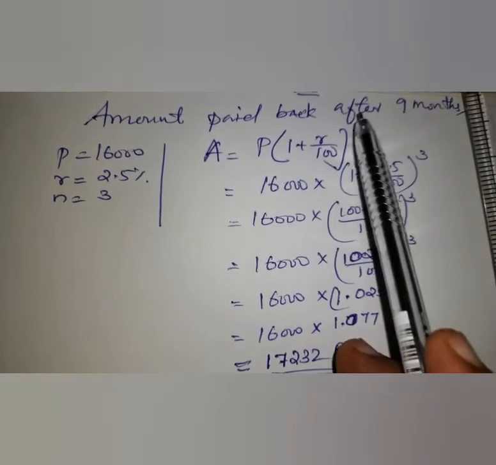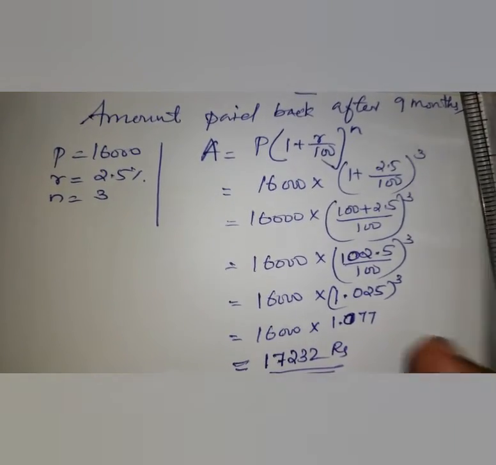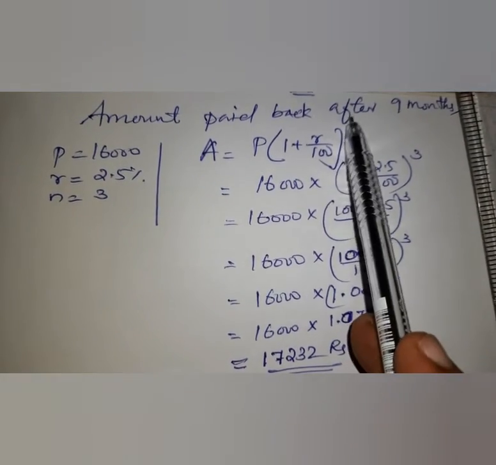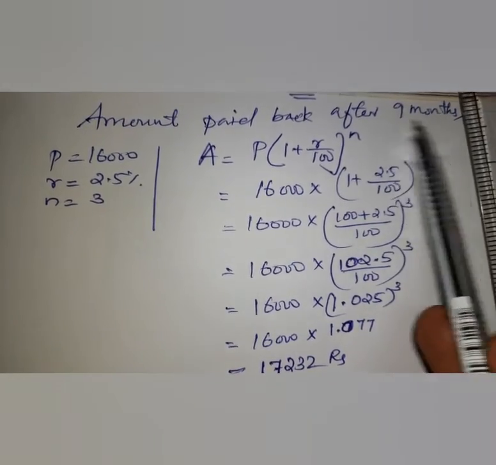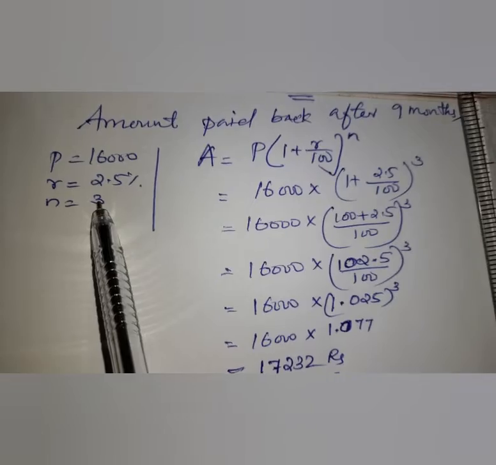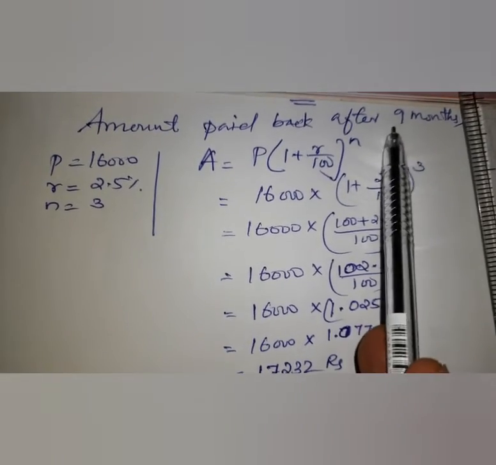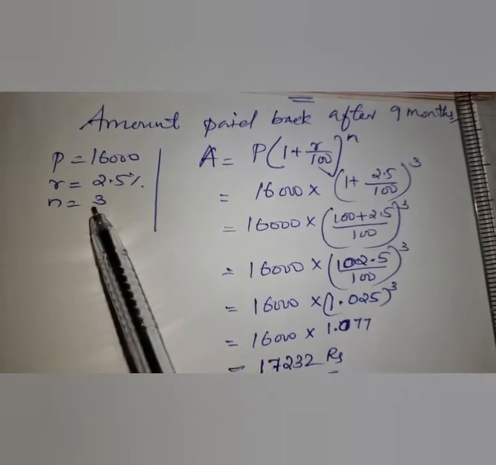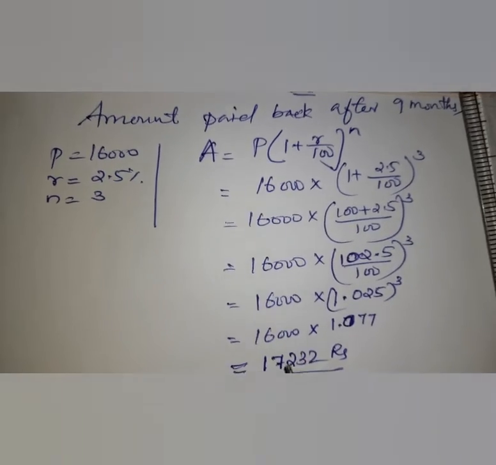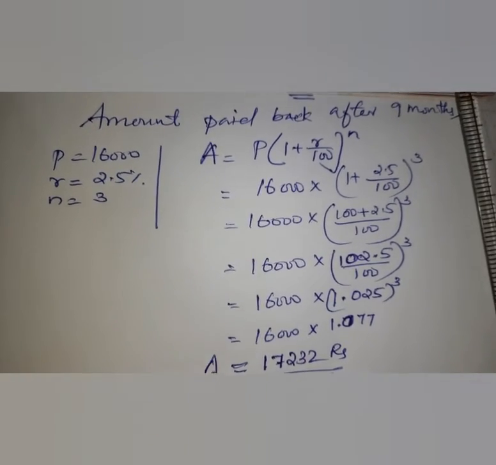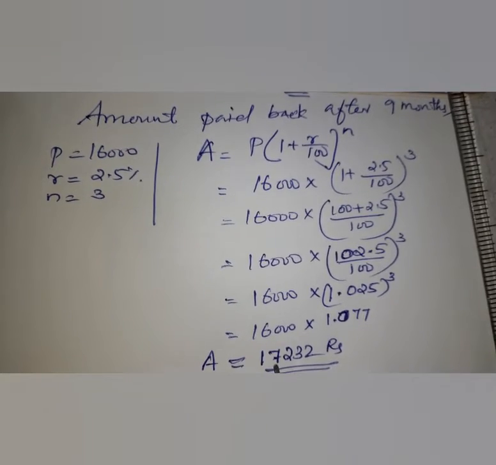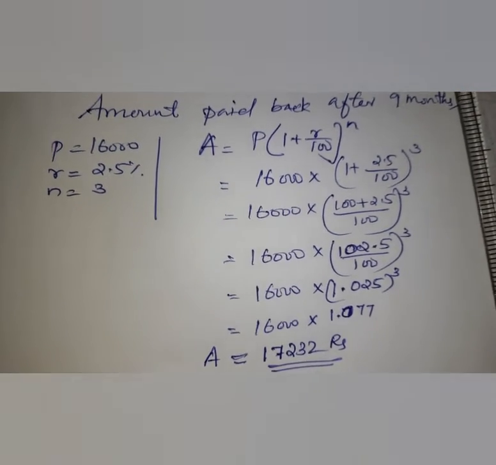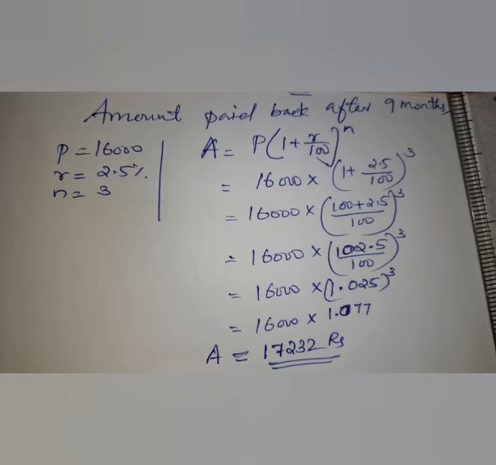But here one change is there. Every quarter means 1 year has 4 times, but the loan is settled by 9 months. That's why N is 3 only. Actually it is 4, but in 9 months the loan is settled. That's why it is 3. Then we calculate it. We are getting the final amount as 17,232 rupees to settle the loan.